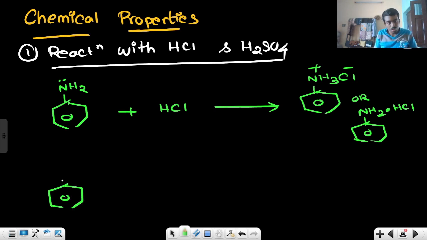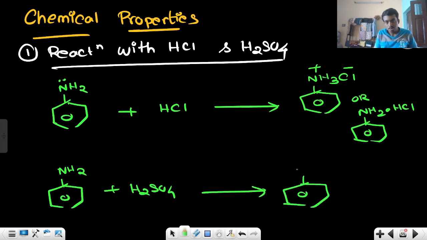If I am giving you sulfuric acid, then what will be your answer? Procedure is same, but the product will be different. Why? Let us see. NH3 whole 2 positive, SO4 2 negative. Why? Because SO4 is 2, so it needs 2 NH3s, not 1, right? It needs 2, not 1, right?